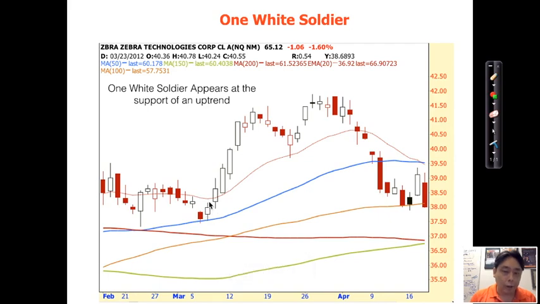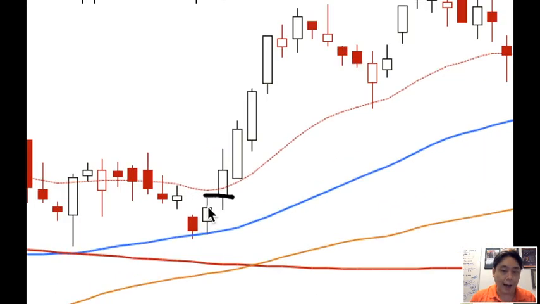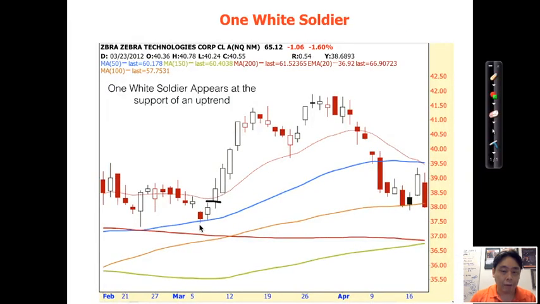So when you see that, where would you put your buy order? I will put my buy order just a few cents above the high of this candle. And I'll put my stop loss a few cents below the low of this candle. So I'll buy over here. That's my buy order. That's my stop loss. This will probably be like a 1R risk which I'm taking.